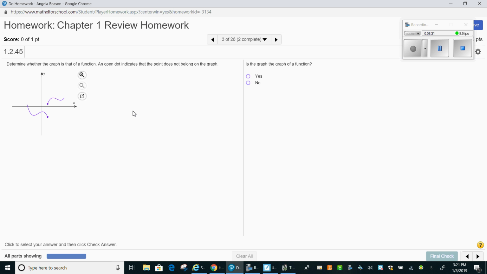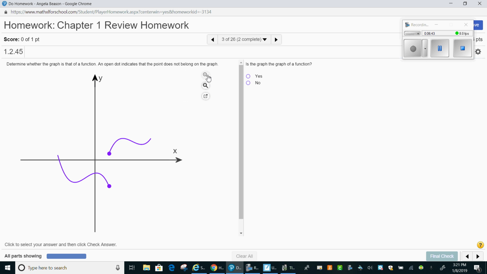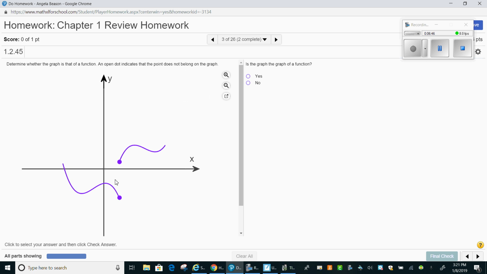Question number 3 wants to know whether this is the graph of a function. An open dot would indicate that that point does not belong on the graph. Let's take a look. I'm going to make this a little bit bigger so you can see it. It looks to me, if one of these had been open, it would be a function. But this will not be a function because if I draw a vertical line straight through here, it's going to hit 2 points, this point and this point. If one had been open and one had been closed, my answer would be yes, it's a function. But because they're both closed, it would hit 2 points. My answer is no, that is not a function.